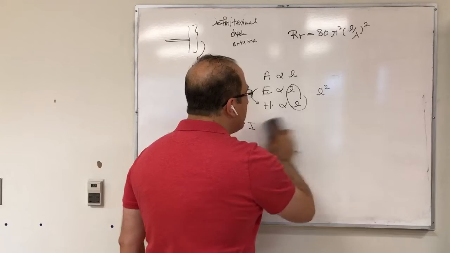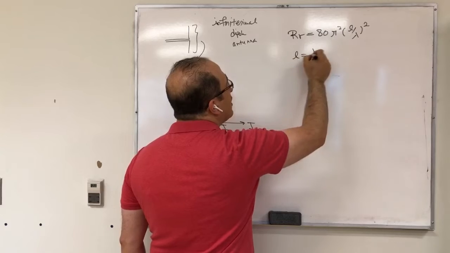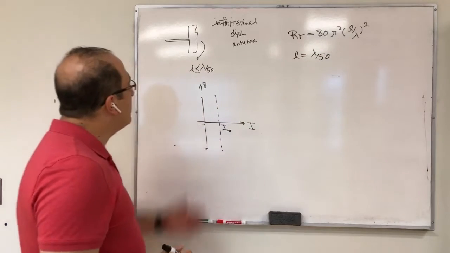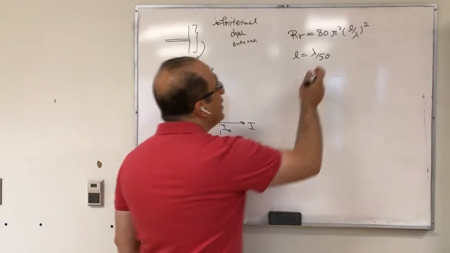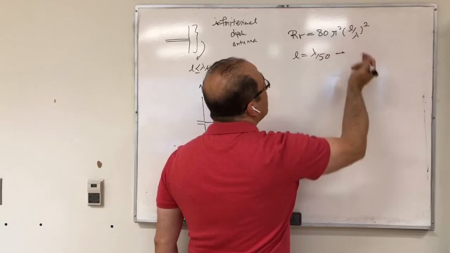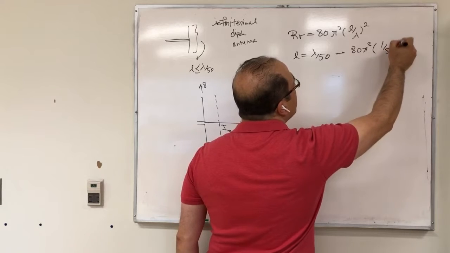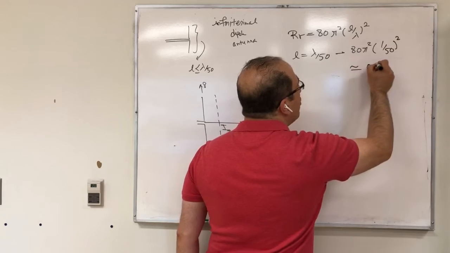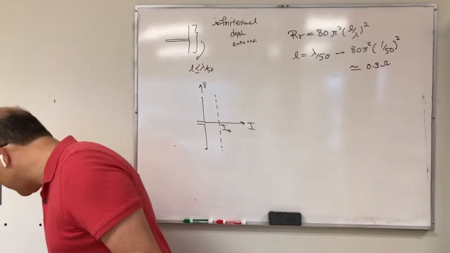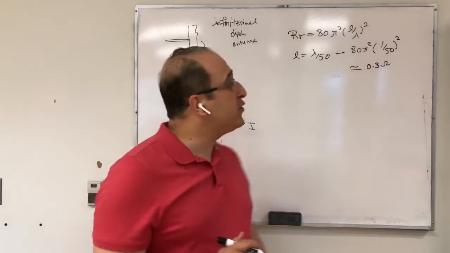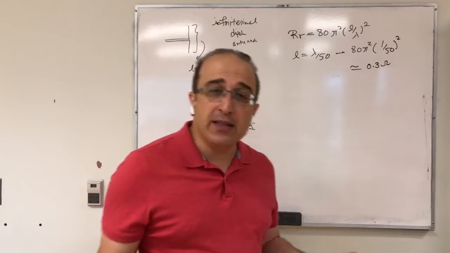Now, let's see what sort of radiation resistance we might have. Let's plug in L equal to lambda by 50, which, based on our definition, is the maximum case for an infinitesimal dipole. Lambda will cancel and you get 80 pi squared times 1 divided by 50 squared, which should be around 0.3 ohm, if I'm not mistaken. Let me double check that. Yes, that's about 0.3 ohm. As you see, this 0.3 ohm is so small. That's why it's not a good antenna.